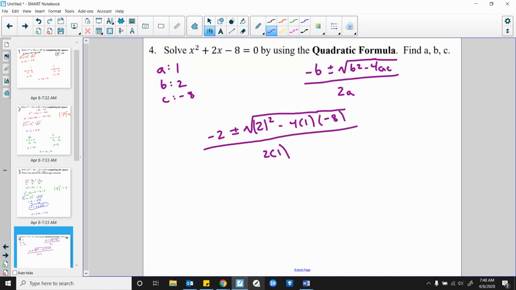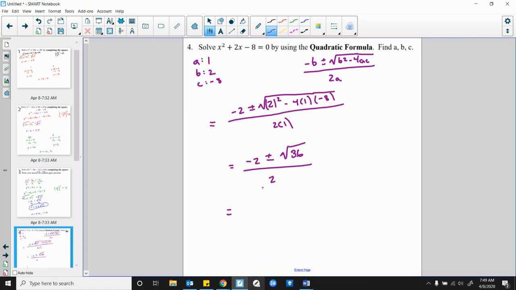Okay, we do a little simplifying now. So we put a little equal sign there. Then we do negative 2 plus or minus. Now this is where our calculator comes in handy. We just want to plug in again everything underneath that square root, exactly how it appears. So I go 2 squared minus 4 times 1, all in parentheses, times negative 8. And I get 36. So I've got the square root of 36 all over 2.